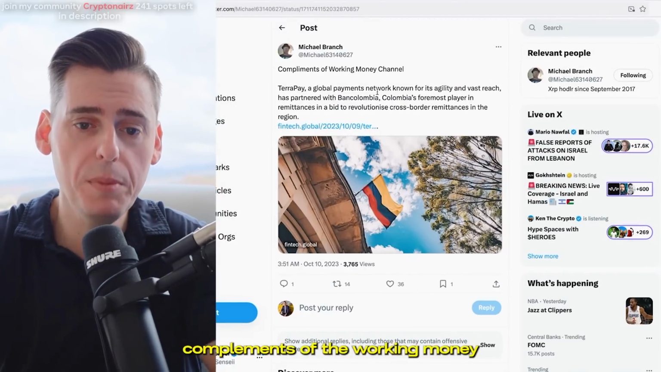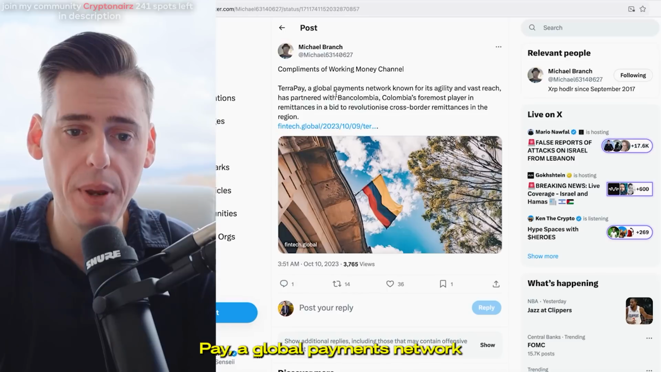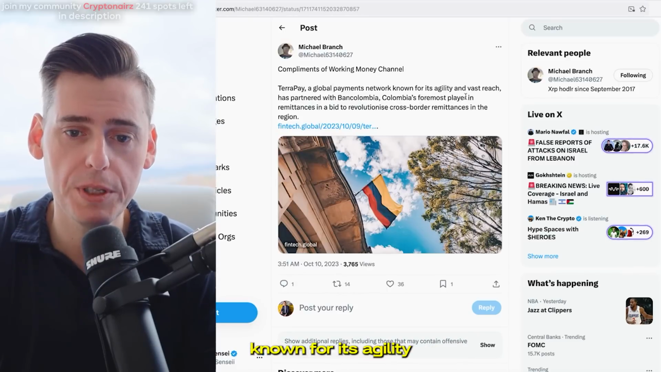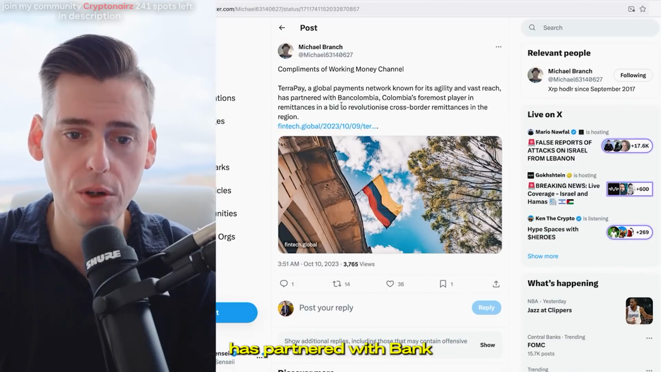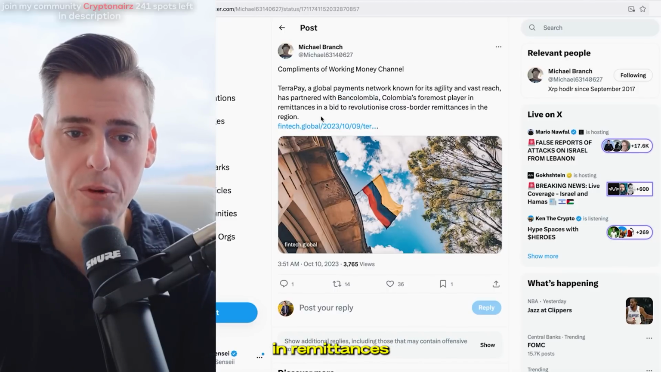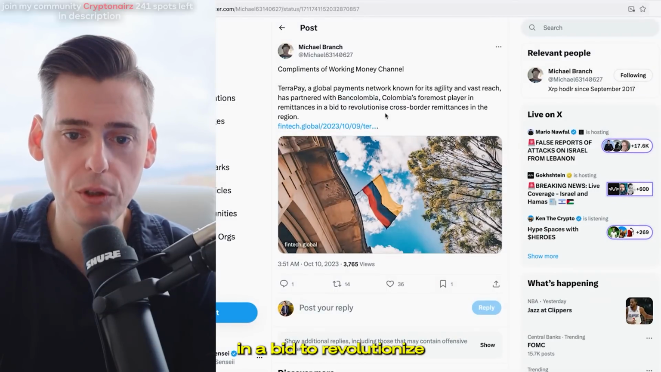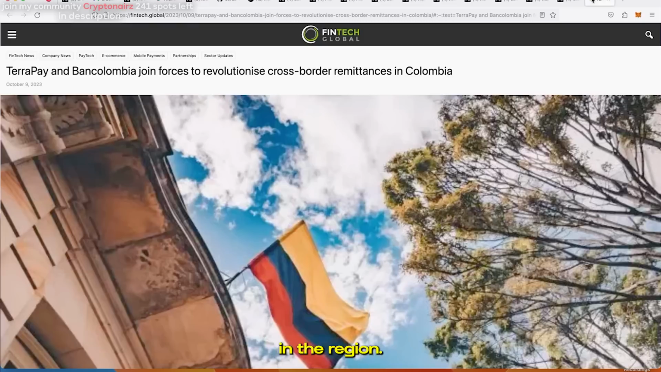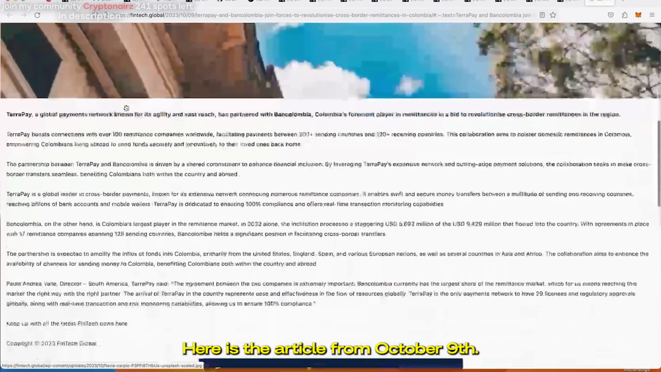And also compliments of the working money channel. Terrapay, a global payments network known for its agility and vast outreach, has partnered with Ban Colombia, Colombia's foremost player in remittances, in a bid to revolutionize cross-border remittances in the region. Here is the article from October 9th.